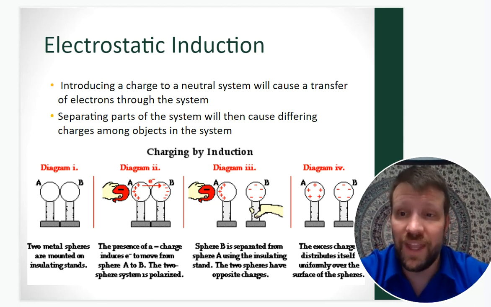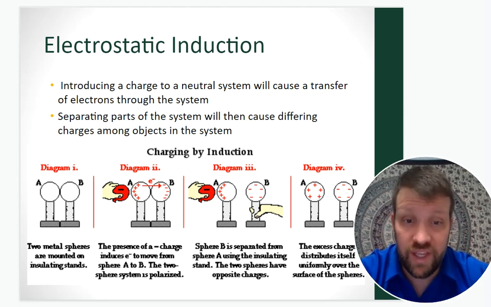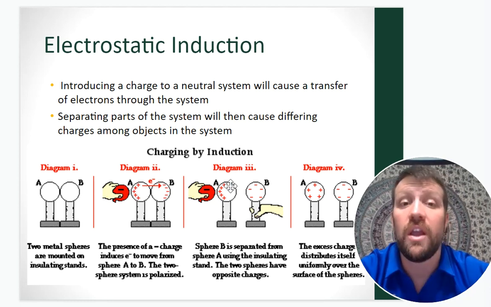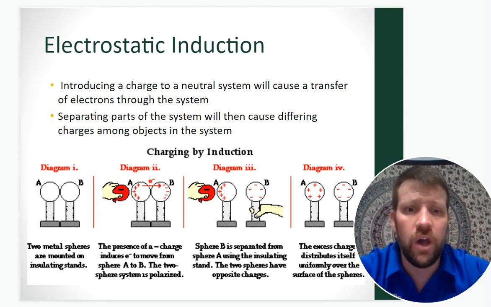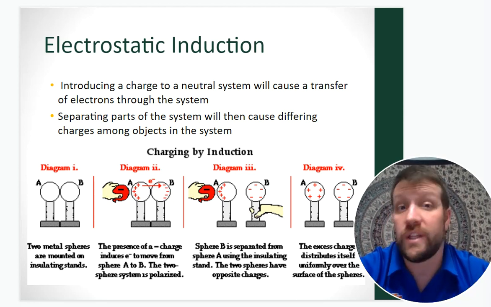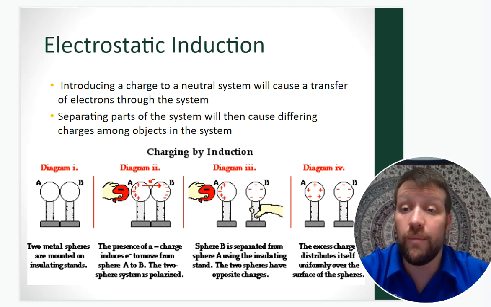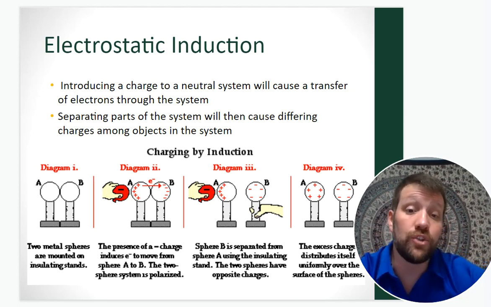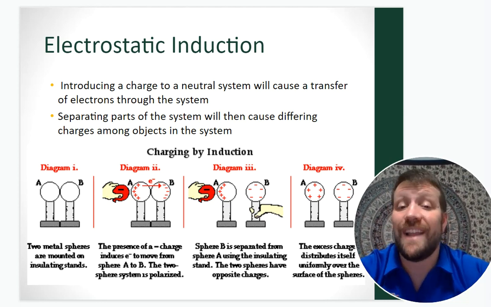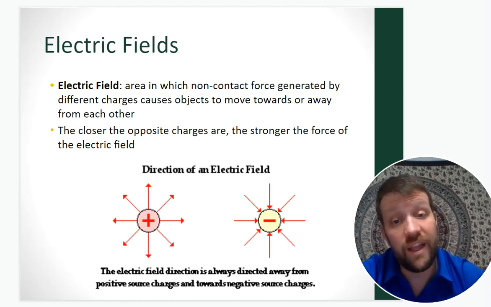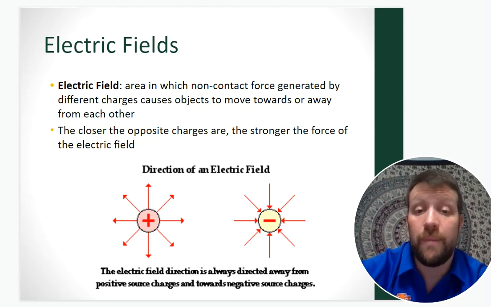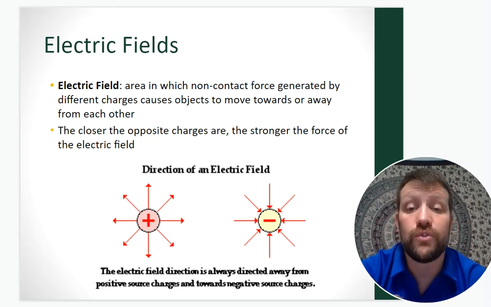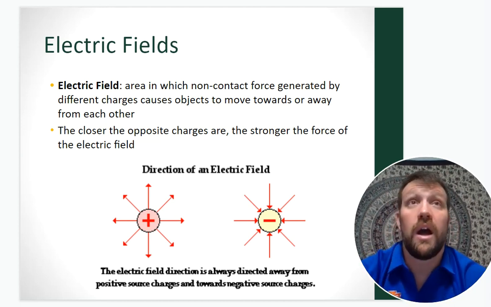All right. Now, obviously these things are happening here without any contact, right? And so there must be something going on beyond a direct contact or a transfer of a force or a transfer of actual mass here overall. What we are doing is building up what's known as an electrostatic field. In an electric field, this is an area in which a non-contact force generated by different charges causes objects to move towards or away from each other.